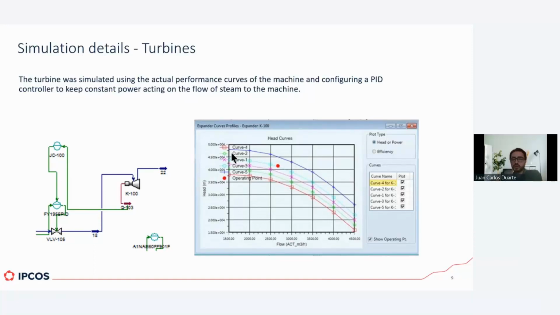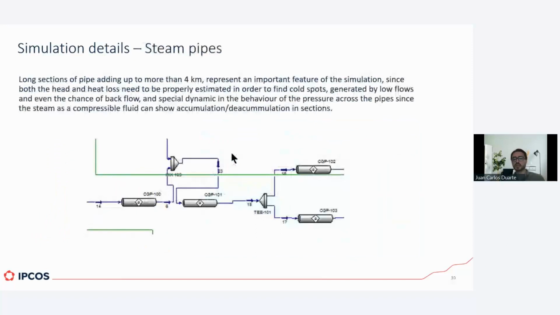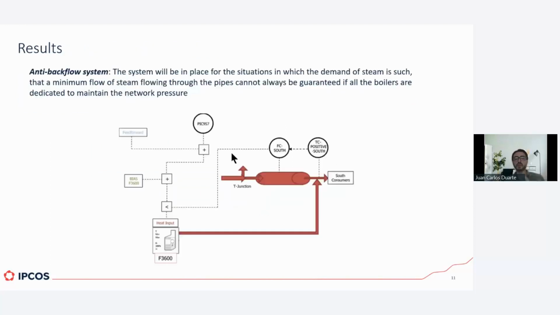We input the performance curves of the turbines that were used at site, just to be, again, as accurate as possible in the simulation. I told you, it was a very long distance between the boilers, so we use steam pipes. So we simulated the pipes as accurately as possible, because we had to account for heat losses, we had to account for load losses. All that had to be looked into to avoid situations like a potential condensation on the pipe and so on and so forth.